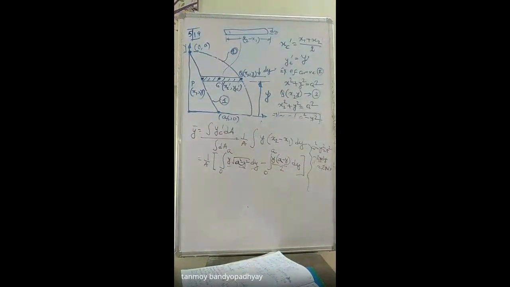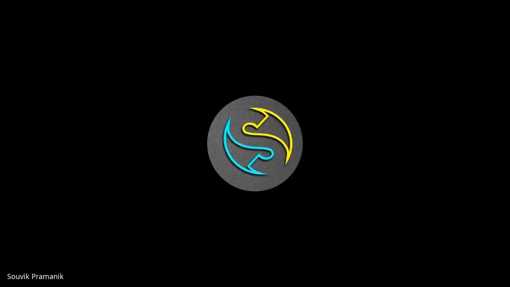Complete, follow. Just complete this one. Sir, y bar is equal to a by pi minus 1.